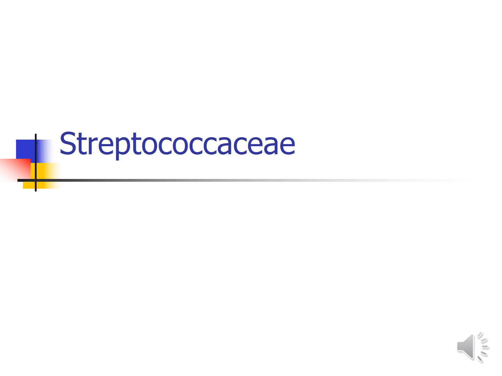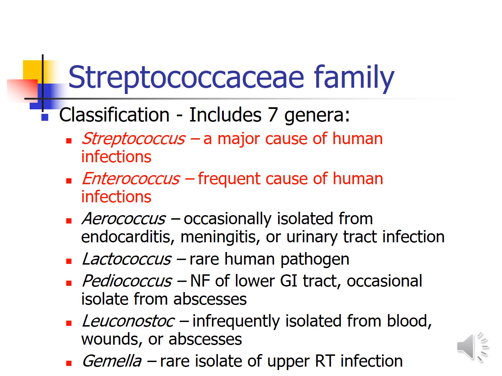Streptococcaceae. The Streptococcaceae family has 7 genera, among which Streptococcus is a major cause of human infection. The second one is Enterococcus, which is also a frequent cause of human infection.